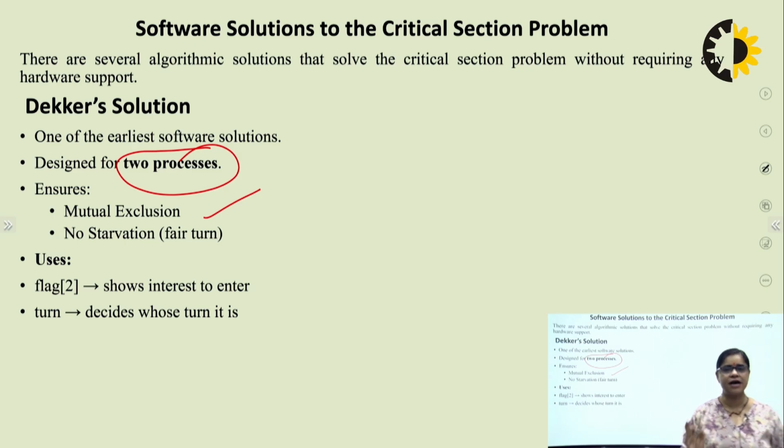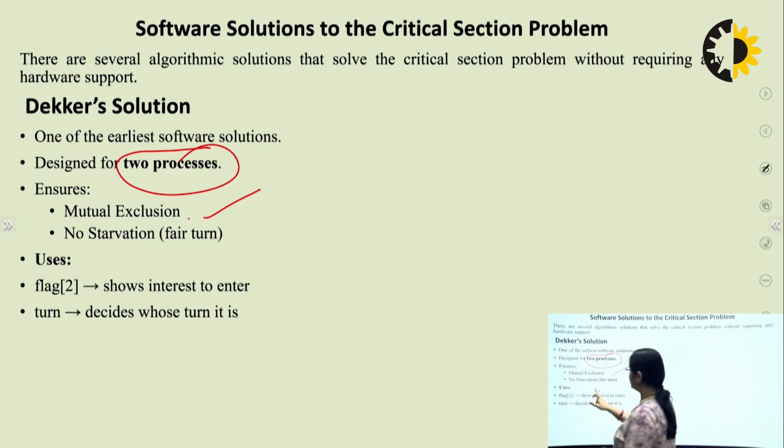No starvation. What do we mean by starvation here? Starvation means that if one process keeps on using the resources for a longer time, the other process has to wait for a longer time, which means that the waiting time has increased. So that means there is starvation for the next process. So Dekker's solution ensures that there is mutual exclusion and that there will be no starvation for any of the processes. It means that each process will get a fair turn.